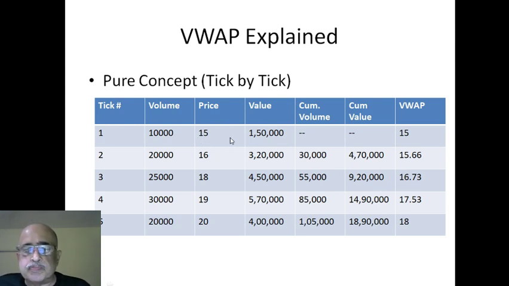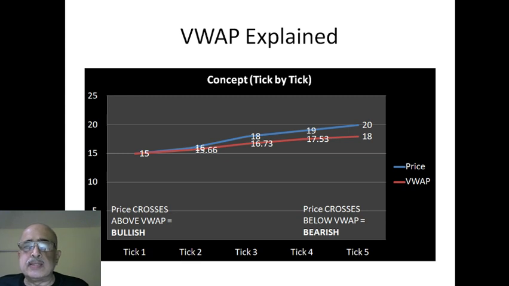So as the price goes up, 15, 16, 18, 19, 20, the VWAP also goes up. The VWAP kept pace, and it's 15, 15.66, 16.73, 17.53, 18. Now if this pure concept of VWAP, the tick by tick data, is plotted on the charts, this is what we'll get. This is the price. The VWAP is the red line, the price is the blue line.